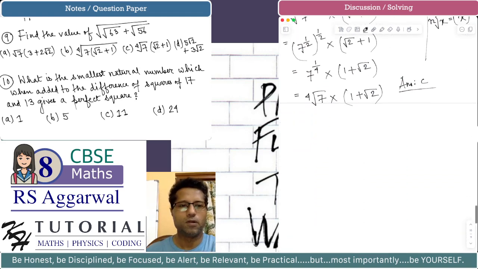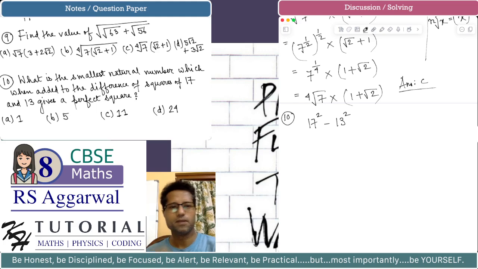Okay, let's do problem number 10. Problem number 10 says, what is the smallest natural number which when added to the difference of squares of 17 and 13 gives a perfect square? The difference of the squares of 17 and 13 is 17 square minus 13 square. So what is the smallest natural number which when added to the difference gives a perfect square?